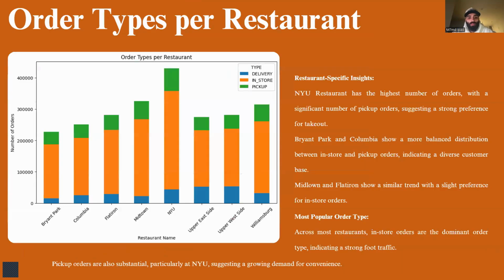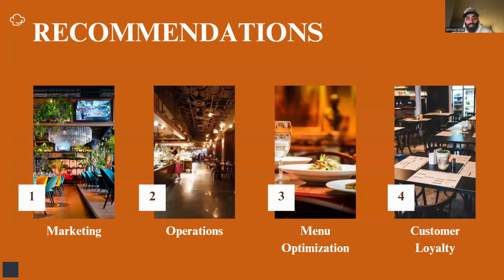Now for the order types per restaurant, NYU has the highest number of orders with a strong preference for pickup. Bryant Park and Columbia show a balance between in-store and pickup. Most restaurants have higher in-store orders, indicating strong foot traffic. And now we're going to go through the recommendations.